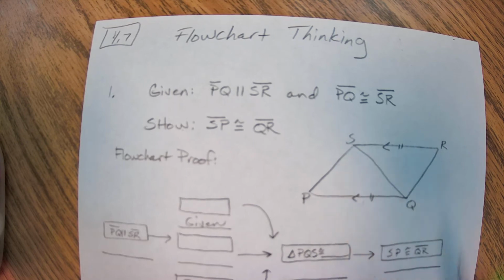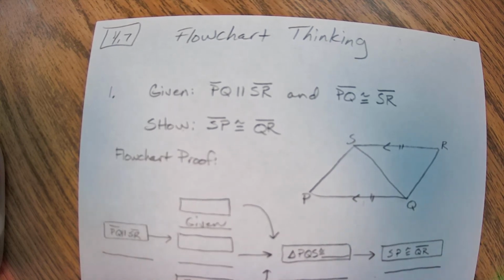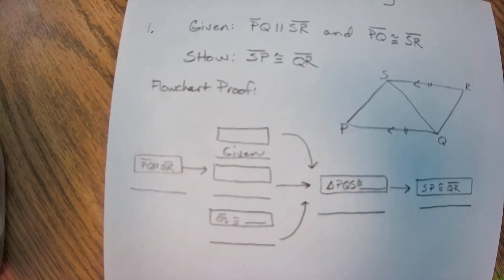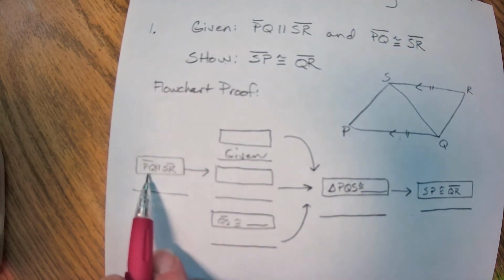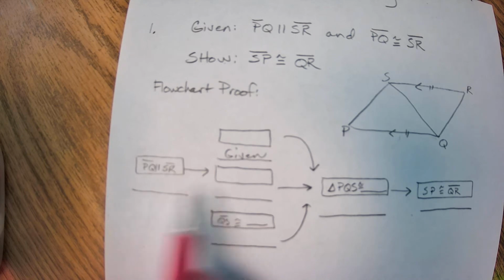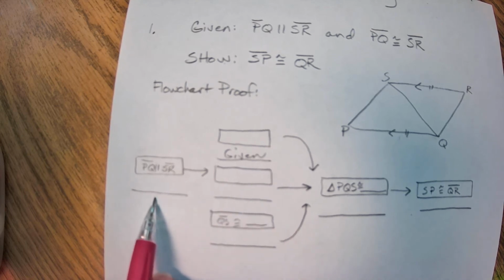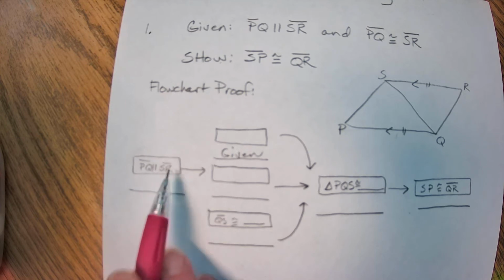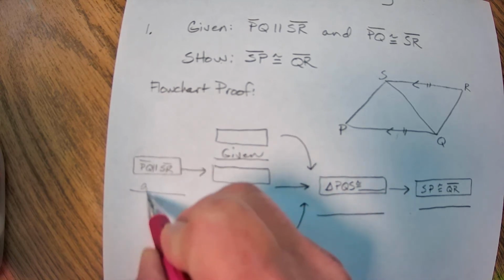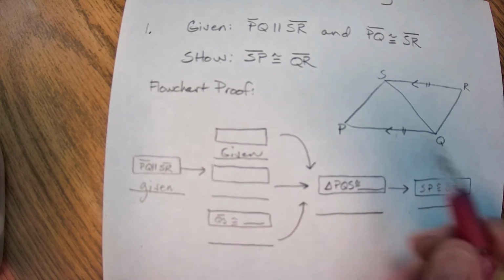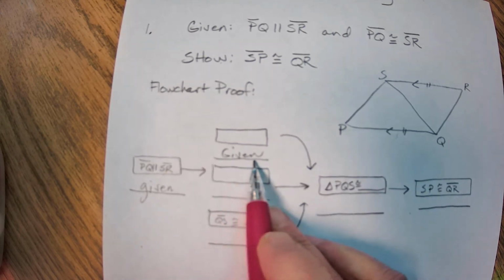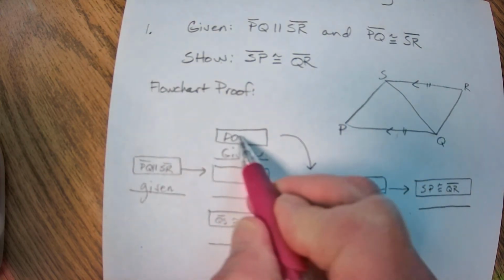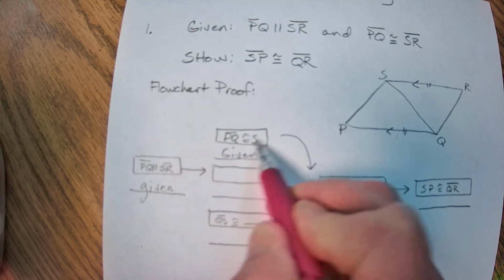Okay, so if I know, well, let's just go ahead and start. So right here it says PQ is parallel to SR. These lines under the boxes are the reason that we can say that. And I can say that those two are parallel because it was a given. The other given is that PQ is congruent to SR.